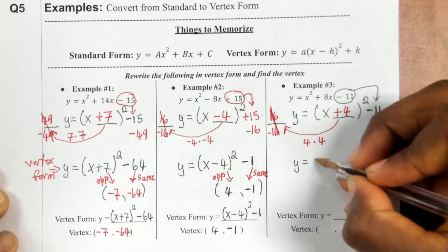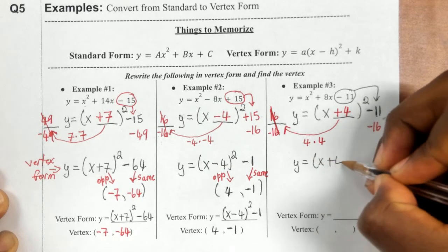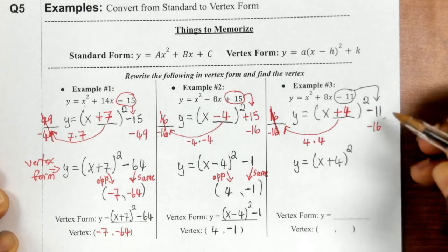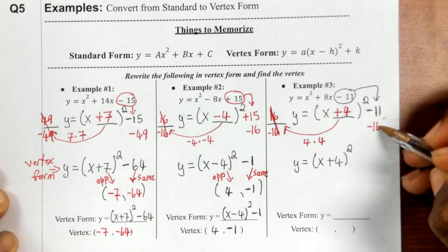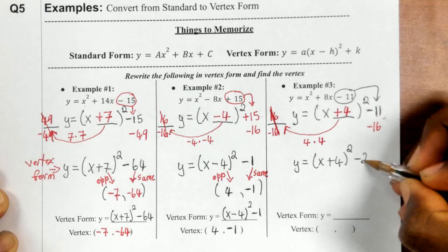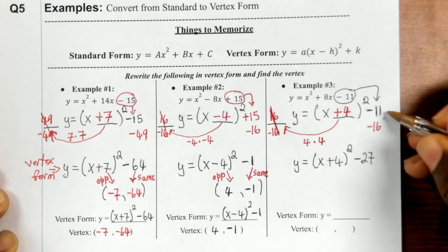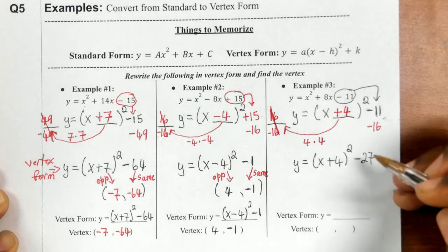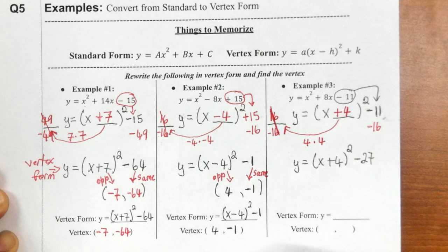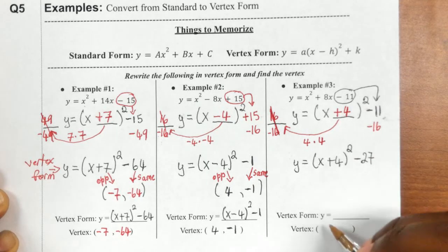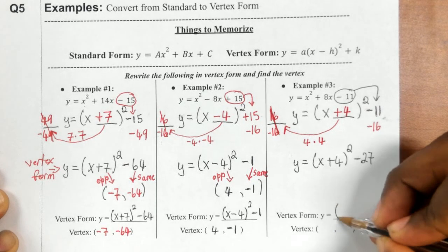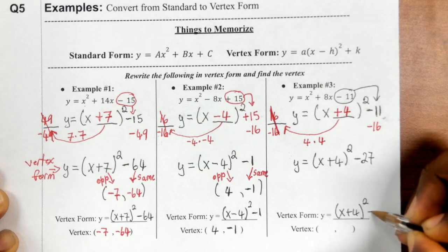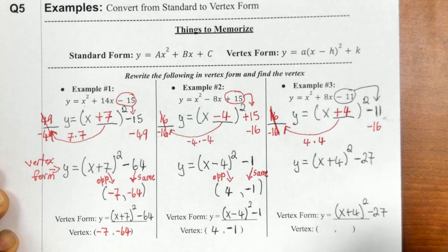You got it. X plus 4, parentheses, don't forget the squared, good job, and negative 11 minus 16 gives me negative 27, because I'm subtracting from it, so I'm getting more negative. So negative 27. So again, that's your vertex form. Do you have to type the y? No, you don't. Good job. Don't forget your squared, guys. Don't forget your squared.